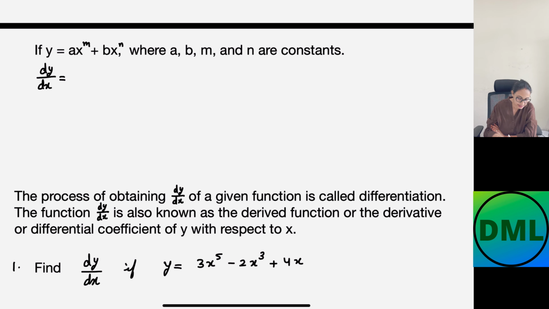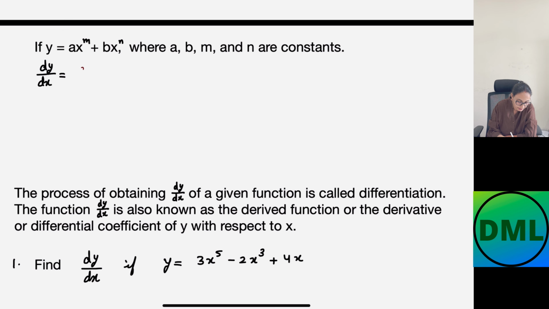Let's write down here. This is the addition of two terms. Let's see how we are going to do that. This shows you that I have to do d by dx of a x to the power m plus b x to the power n. If I have to separate it out, this will be written as d by dx of a x to the power m plus d by dx of b x to the power n.